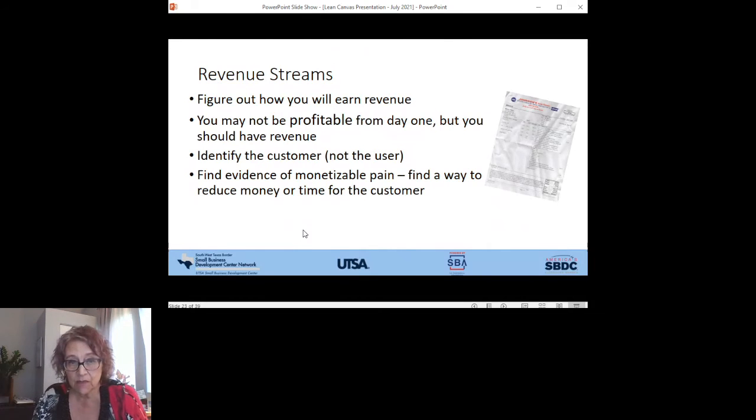So on revenue streams, you've got to figure out how you're going to earn revenue. You probably won't be profitable from the day you start the business, but you should have some revenue somewhere along the way. Even Facebook decided they needed some revenue. And then identify the customer, as I said, not the user, because remember that the revenue stream is coming from the actual people who pay the money, right? And then figure out where the evidence is of something that can reduce money or time for the customer, right? Where is the pain point? And how can you tap into that and figure out how much you're going to make based on that?